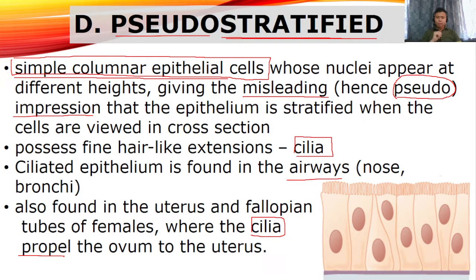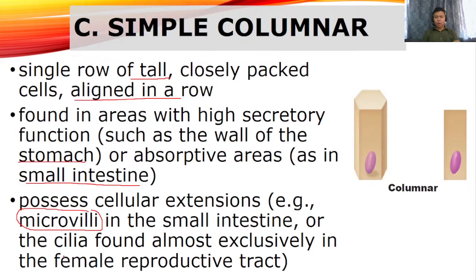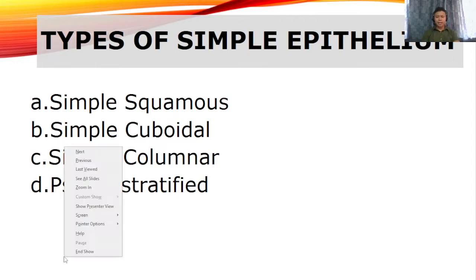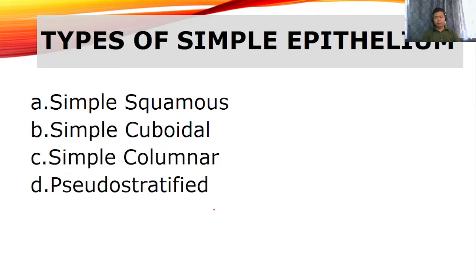So those are the different types of simple epithelium. We have the simple squamous, simple cuboidal, simple columnar, and the pseudostratified. Okay, so these are the different types of simple epithelium.